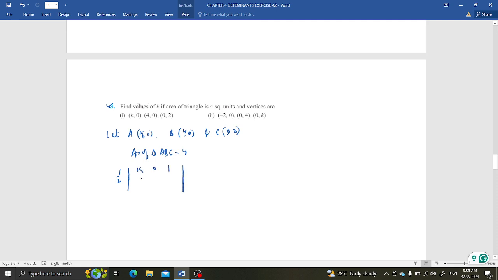k, 0, 1; 4, 0, 1; and 0, 2, 1, equal to plus or minus 4. I need to use this. This is important. For this question we need to do it like that because we need to find the value of k for which the area of the triangle is 4. It may be possible that the k value is negative or positive, because there is a restriction only on the area of the triangle, which is non-negative, but there is no restriction on the value of k. So k may be positive, negative, or 0. That's why we are taking plus or minus 4 here.